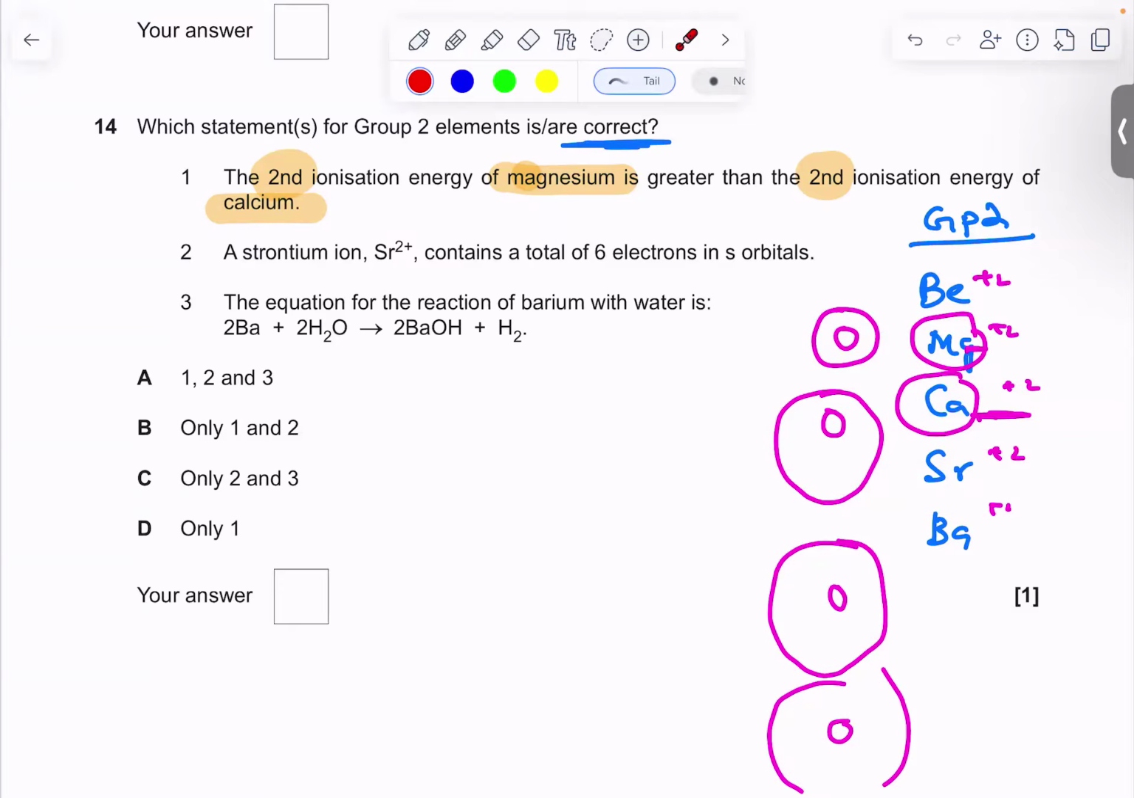Does it make sense? Yes. Good. So this is correct. Statement one is correct. So next, a strontium ion, Sr2+, contains a total of 6 electrons in the s orbital.